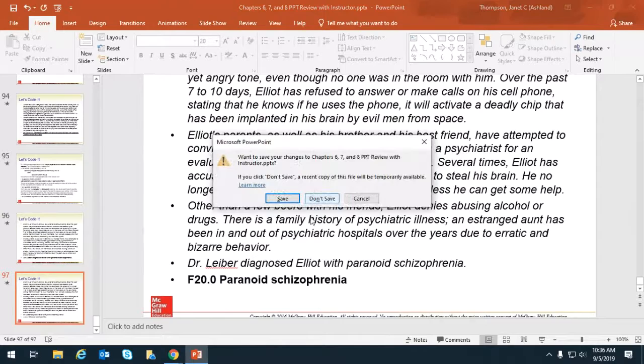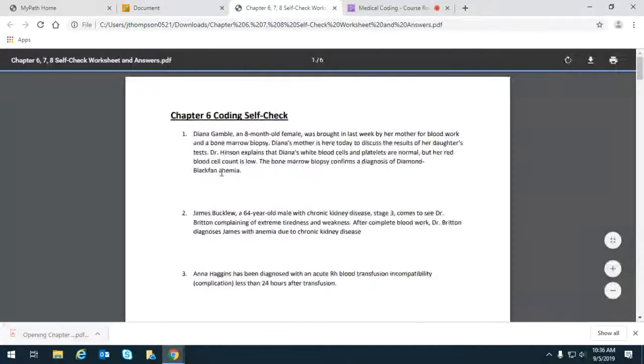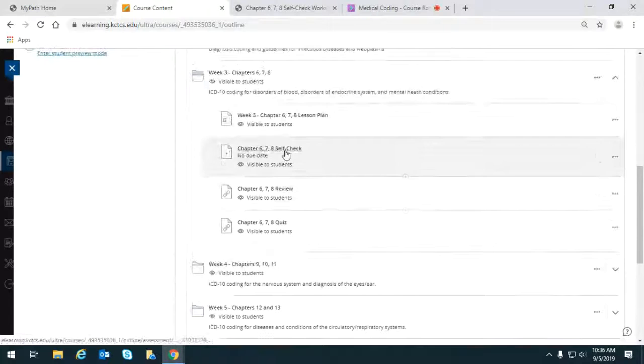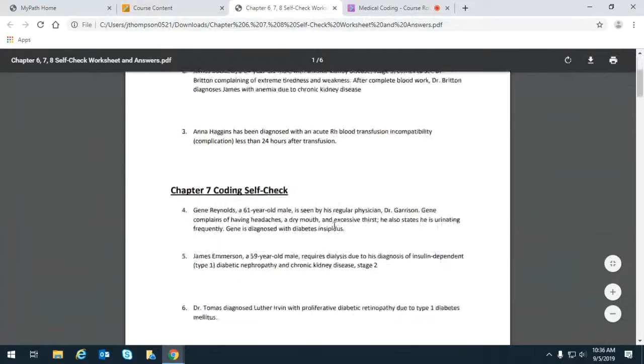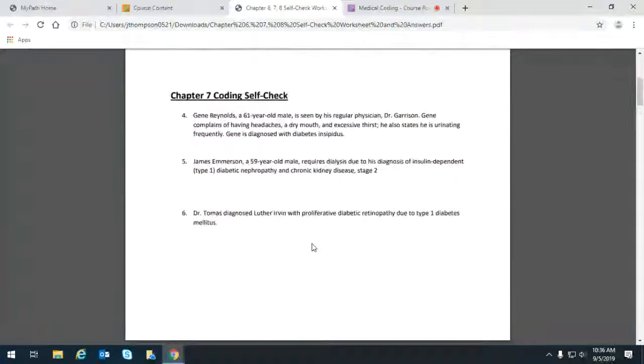All right, close the PowerPoint. And we're going to take some time to do our worksheet review. So for those of you at home, I've got the questions and answers here, but that's also in our folder, the chapter 6, 7, 8 self-check, if you want to do it through Blackboard. But these are the questions we're going to spend time working on. And the answer guide starts on the last part of the pages and explains any particular guidelines.